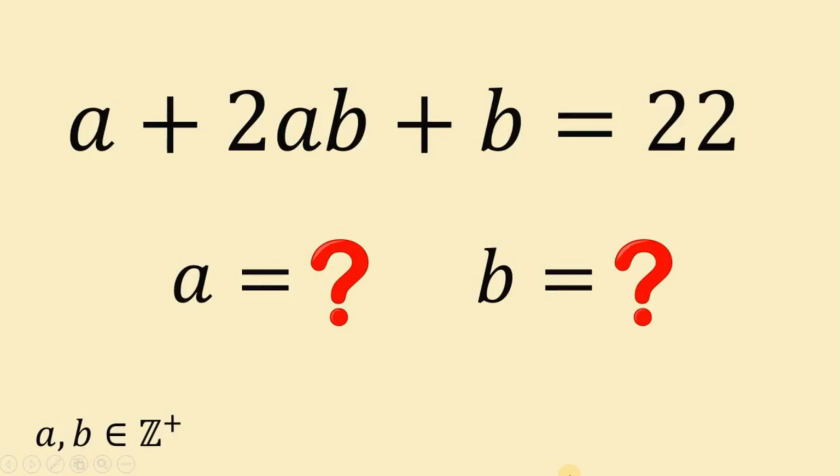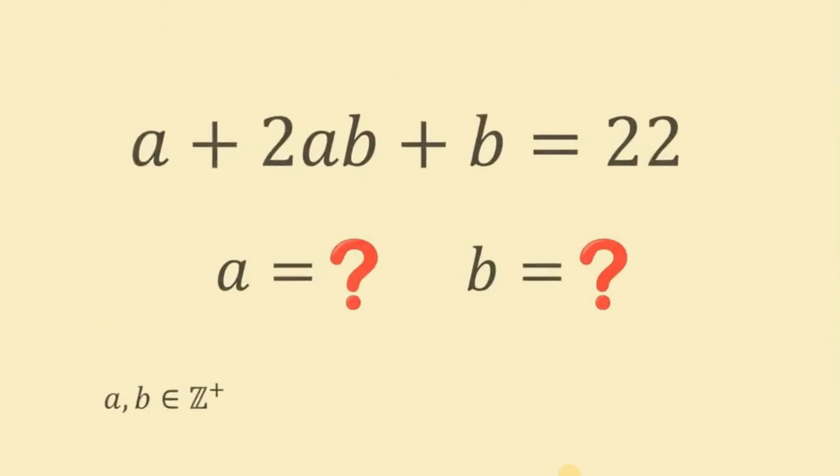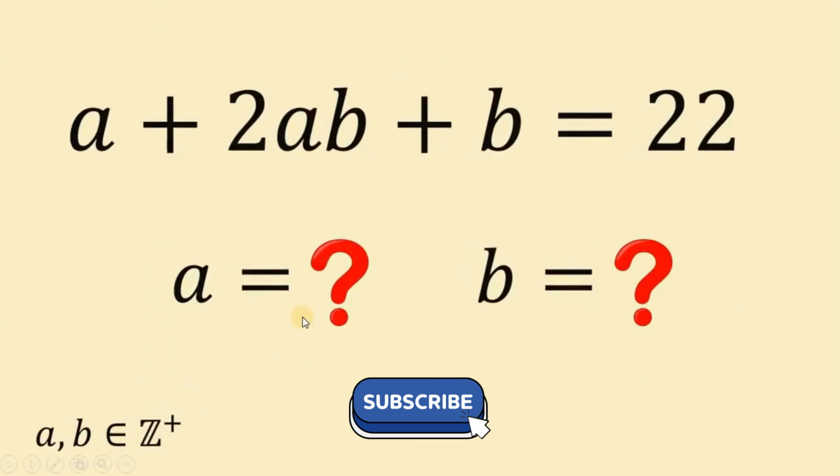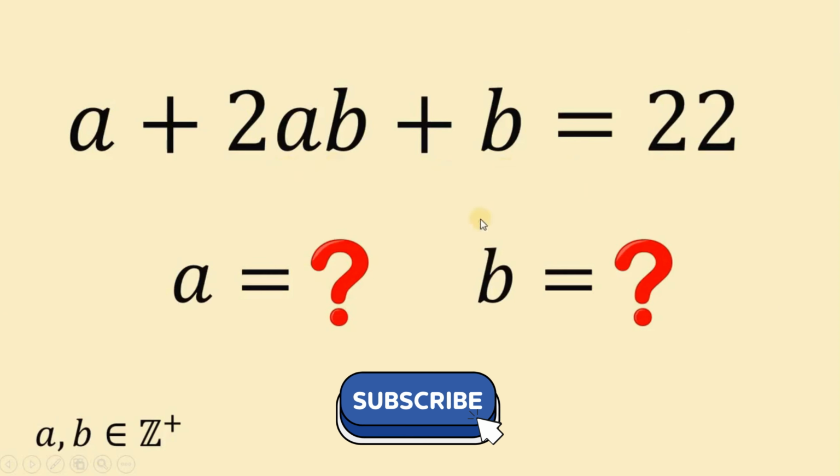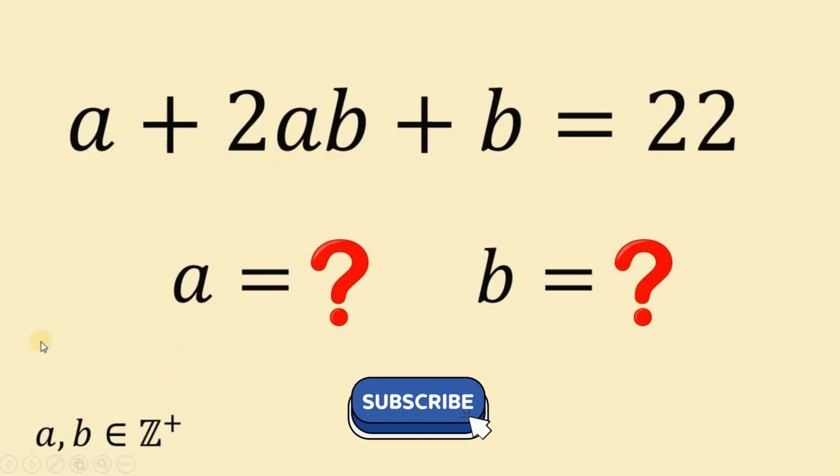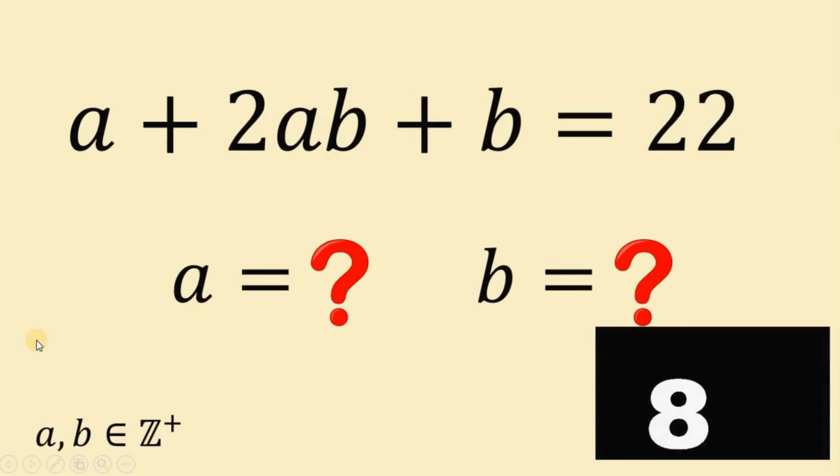Can you solve this math challenge? Here's the question. Solve for all pairs of a and b, given that a plus 2ab plus b equals 22, wherein a and b are both positive integers. You can pause this video if you want to give this problem a try. And now, let's answer this question together.